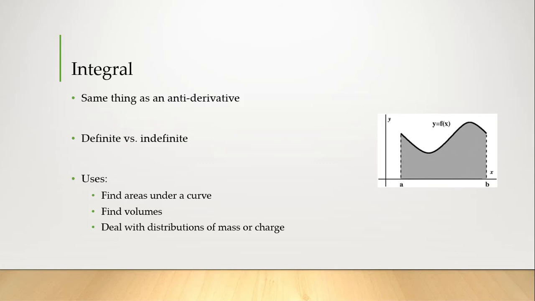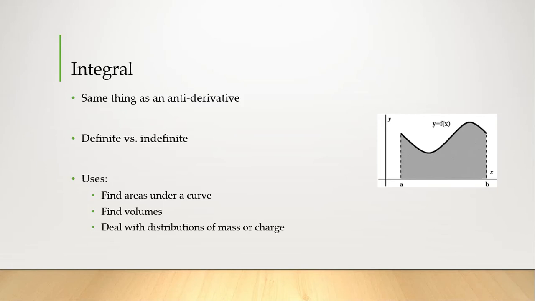In the case of a definite integral, we're usually looking at a very specific value. And a good example of what a definite integral would look like is on the right here. We have some function y equals f of x, and I've defined a region between x equals a and x equals b. And so if I wanted to figure out what is the area of the shaded region, for an example, I'd use a definite integral to do that. If I wanted to find volumes, definite integrals are usually used.